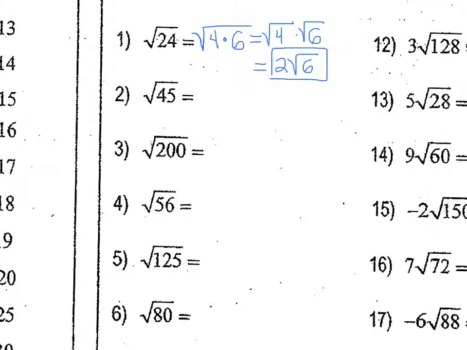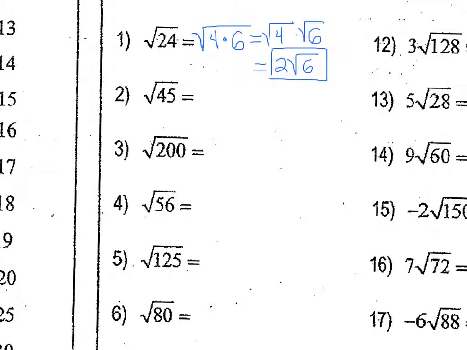Now, can I stop here? Well, ask yourself, is the 6 a number that can be divided by any other perfect square number? And the answer is no. The perfect square numbers are 1, 4, 9, 16, and none of them go evenly into the 6. So you stop there, okay?